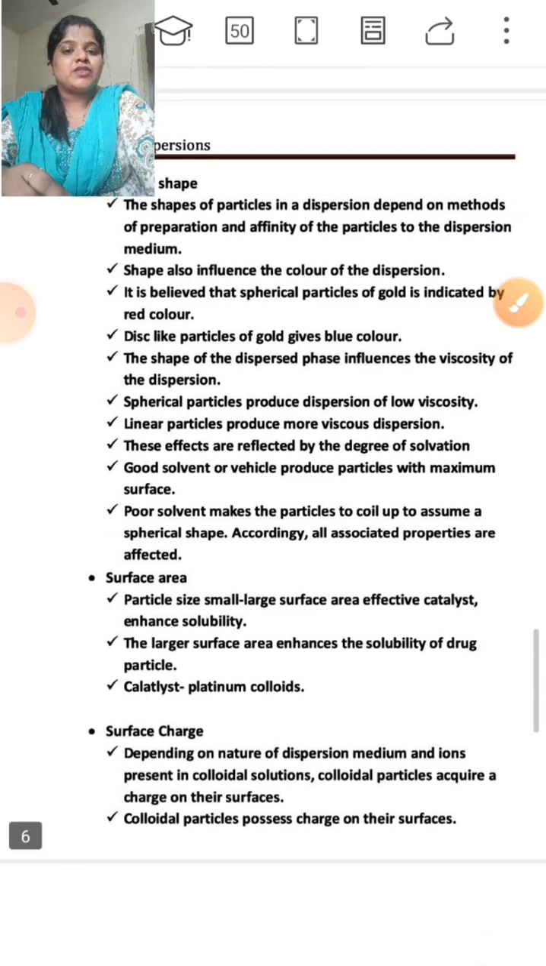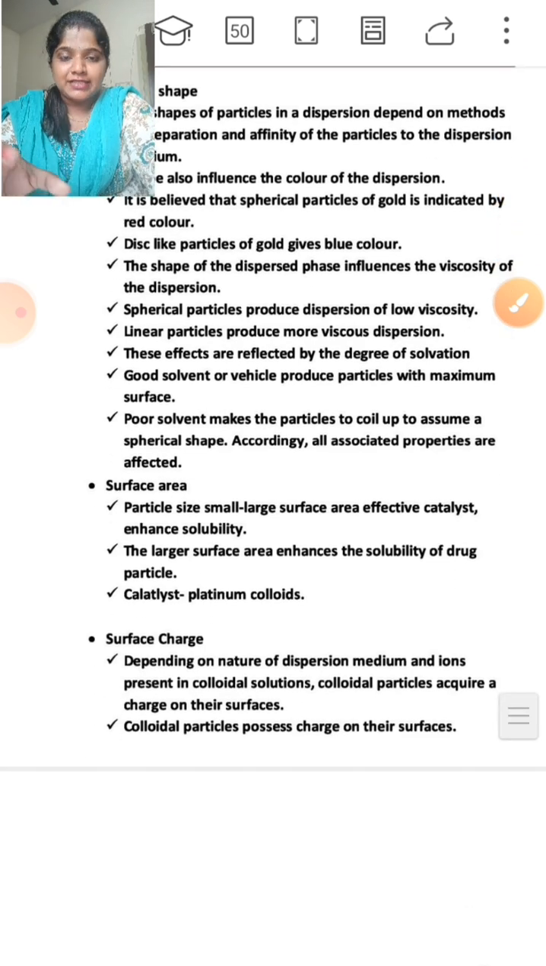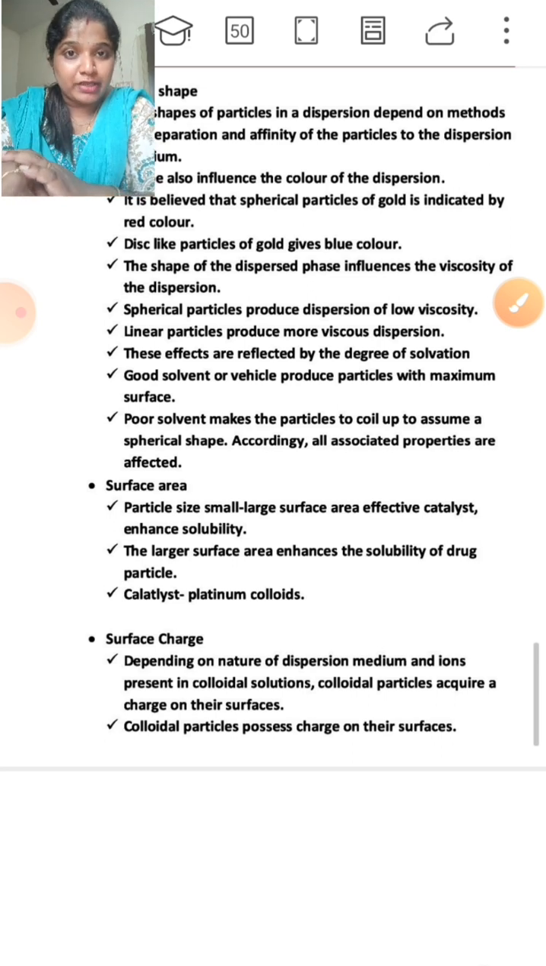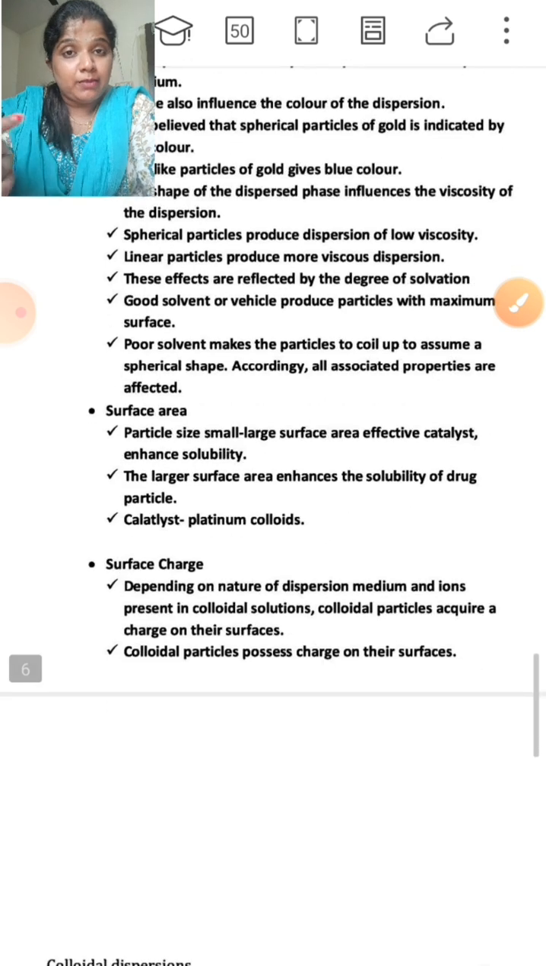Okay, and next we will see surface area. In the case of surface area, particle size is small or surface area is large. An effective catalyst is also required to enhance the solubility. The larger surface area enhances the solubility of the drug particles in the presence of a suitable or effective catalyst. An example of a catalyst we are using here is platinum colloids.